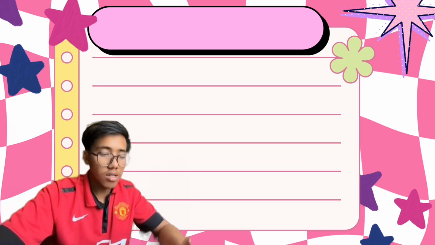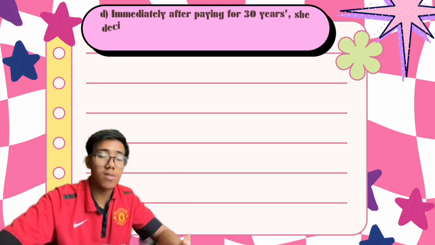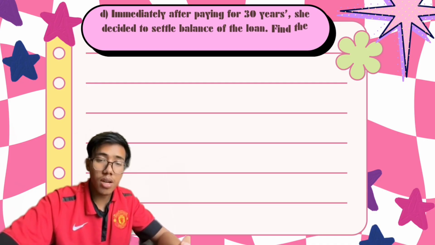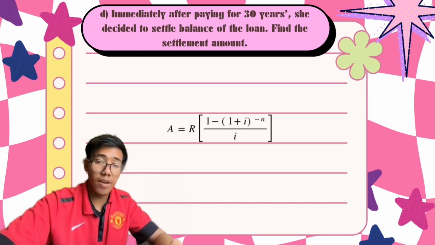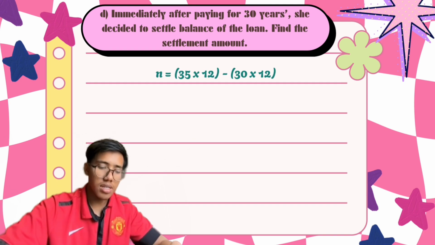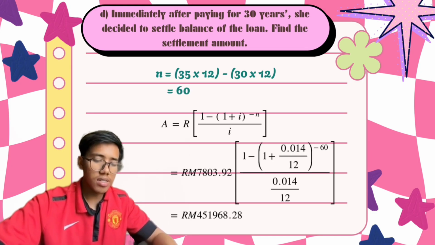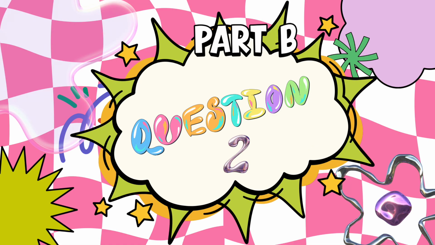RM31,270.35. So for question D, immediately after paying for 30 years, she decided to settle the balance of the loan. Find the settlement amount. So we use the formula A equals R(1 minus (1 plus i)^-n) per i. But the n is different. The n is negative 60. After we calculate, we get the answer A equals RM451,968.28.